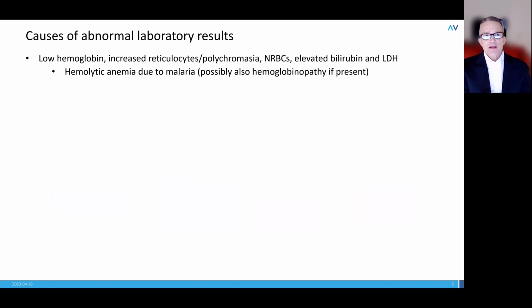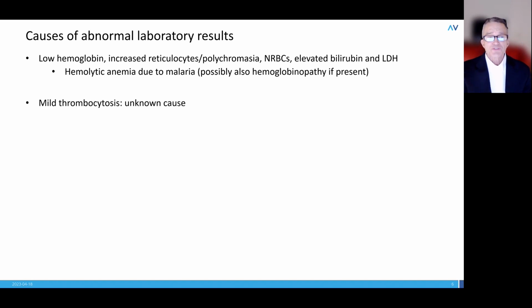So then let's look at other laboratory results that were abnormal. The patient had a low hemoglobin, so was anemic. Increased reticulocytes and polychromasia, NRBCs, and the patient had an elevated bilirubin and LDH. All of these combined are indicators of the presence of a hemolytic anemia. That makes sense as part of the anemia etiology in malaria. Also possibly the hemolytic anemia due to the hemoglobinopathy might be contributing to that in part.